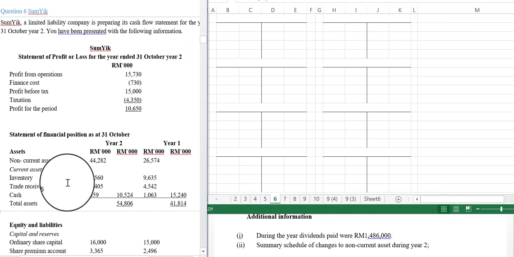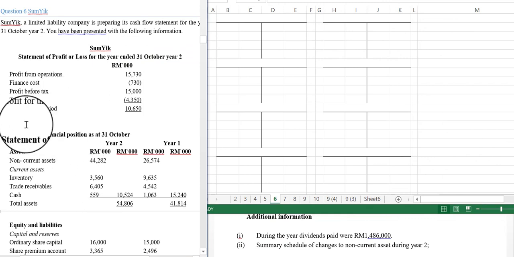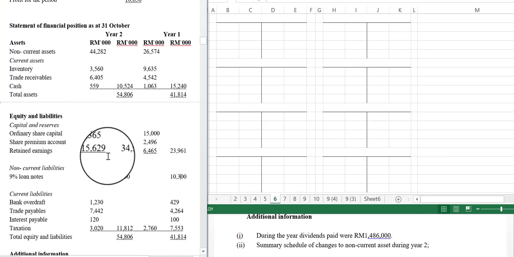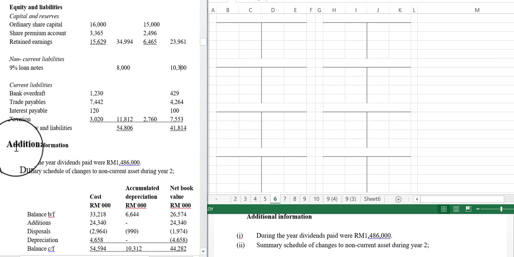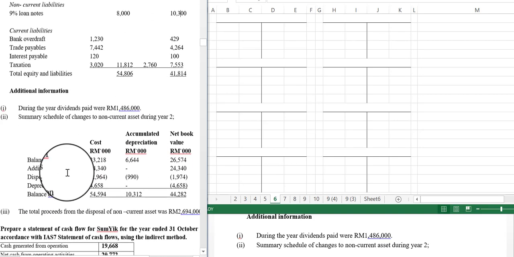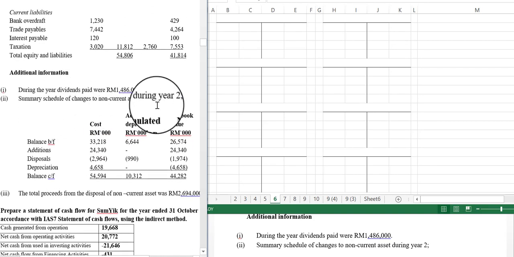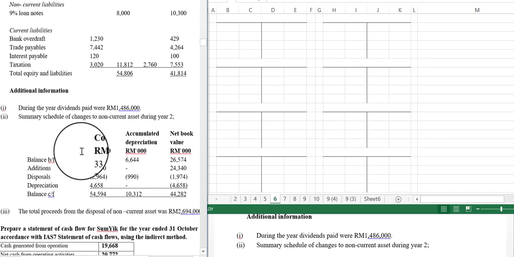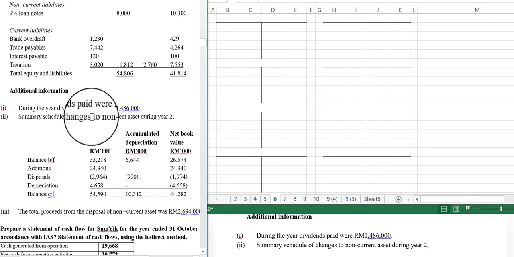Okay, now we come to question number 6. If you look at the format of question 6, it is quite similar to your previous questions except number 5. In the additional information, there is a lot of information on your non-current assets. This one is a disposal of non-current assets. Okay, during the year, dividend paid.